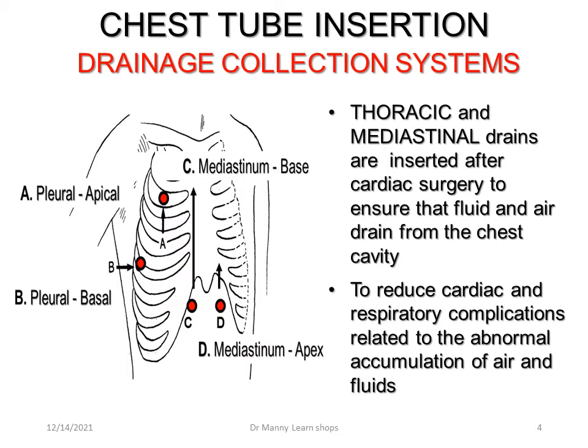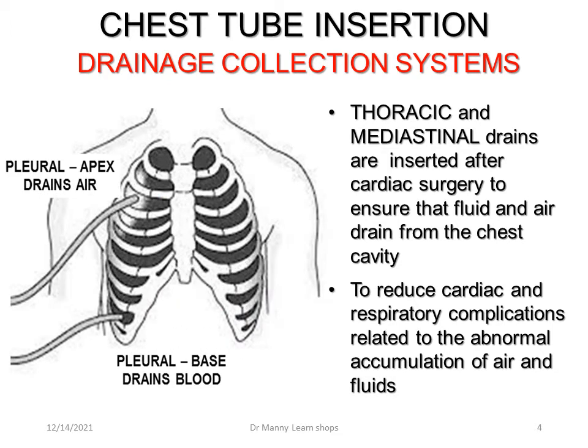Typically, because it will vary depending on the surgeon, you'll have a pleural tube that can be in the apex, which drains air. You've got the basal tube, which drains fluid. Then you've got the mediastinal, which is the base, which typically will drain air and blood, or at the apex, draining blood. You don't want to get a pericardial effusion. You don't want to get a pneumothorax. You don't want to get a hemothorax. You don't want to get a pleural effusion, which could happen.